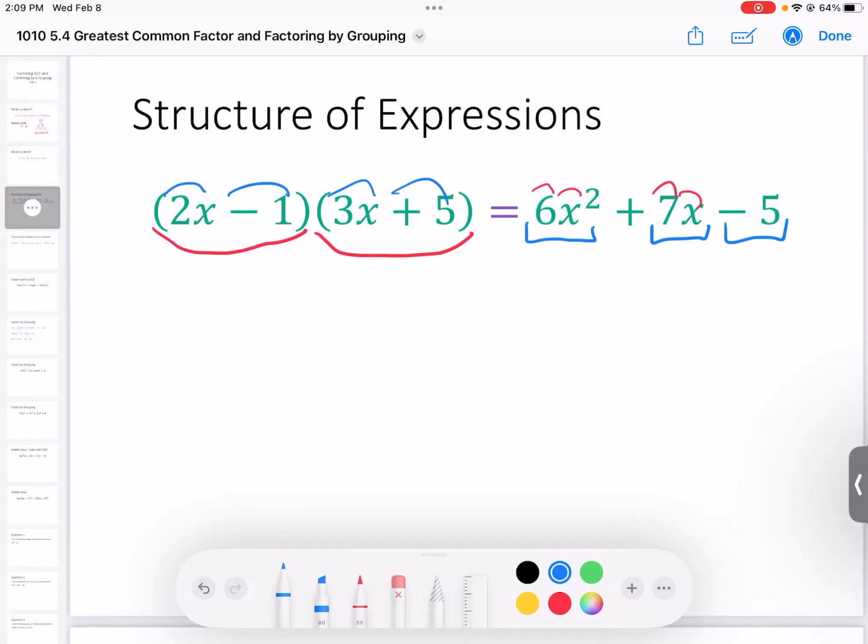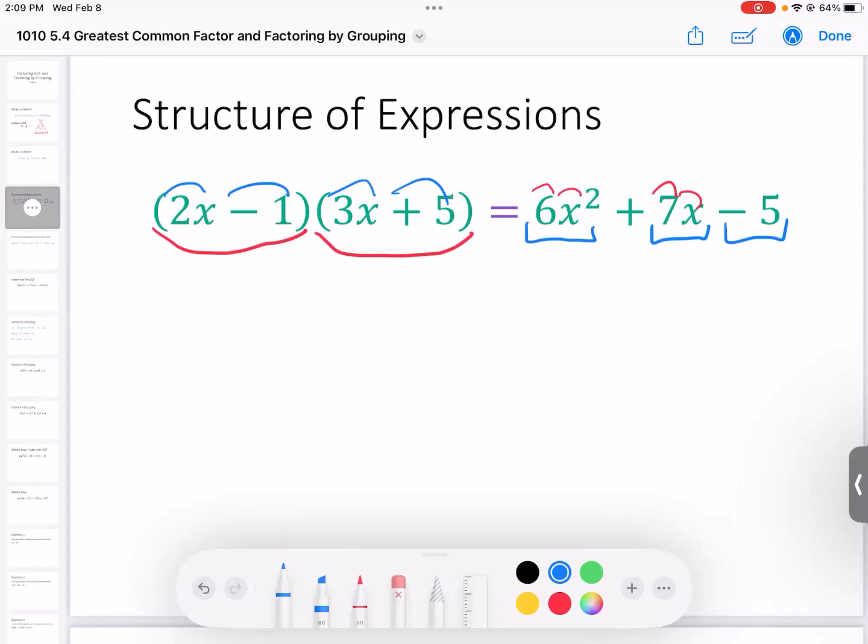So we're going to use what we've already talked about with multiplying polynomials to help us build some understanding of how this would work. Because we already know how to get from here to here, right? You would just FOIL or multiple distribute, however you want to think about it. You go 2x times 3x gives you the 6x squared. 2x times 5 gives you 10x, but then you also have negative 3x from multiplying these two, so that gives you the 7x. And then negative 1 times 5 gives you negative 5. So we know how to get from here to here, and so we're essentially just reversing that process.